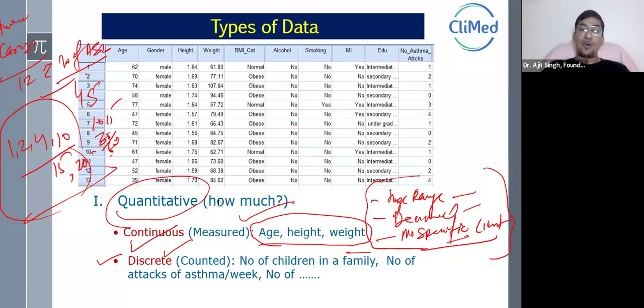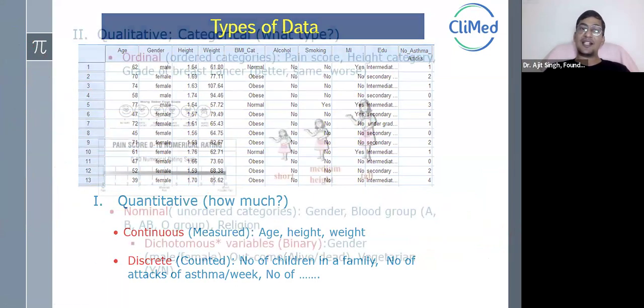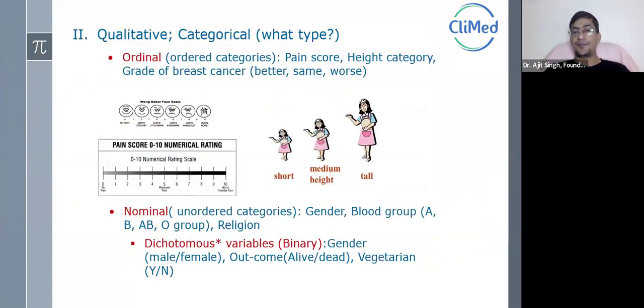Okay. Now, the first data type is quantitative. The second data type is qualitative. What is the qualitative data type? Qualitative data type means the categories are there. There is no direct number. Okay, there is no direct number, but there are categories.